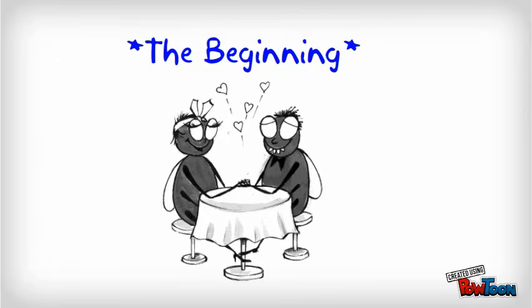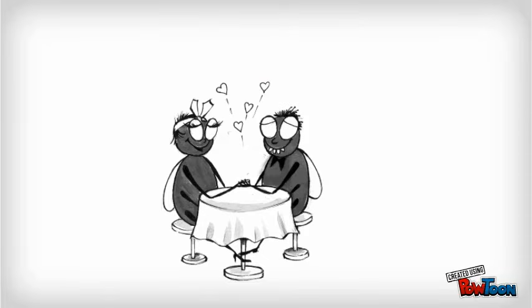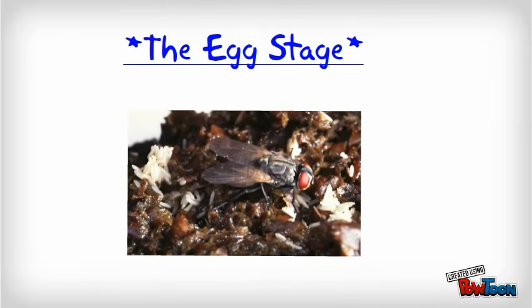Before we start, let me briefly explain how the life cycle of a housefly begins. The adult male and adult female mate, which initiates the reproductive process. This starts the first stage of the life cycle, which is the egg stage.